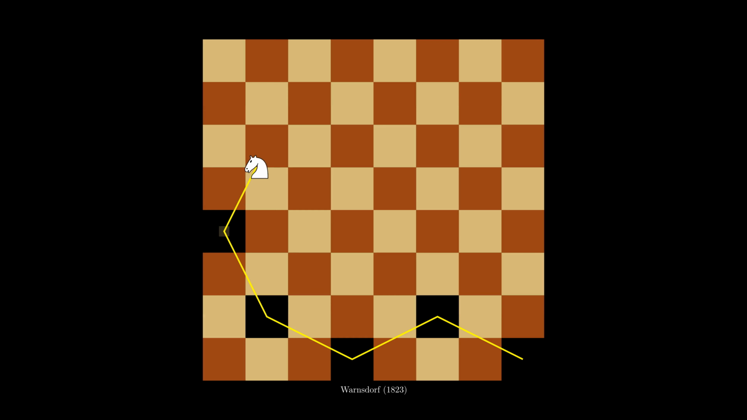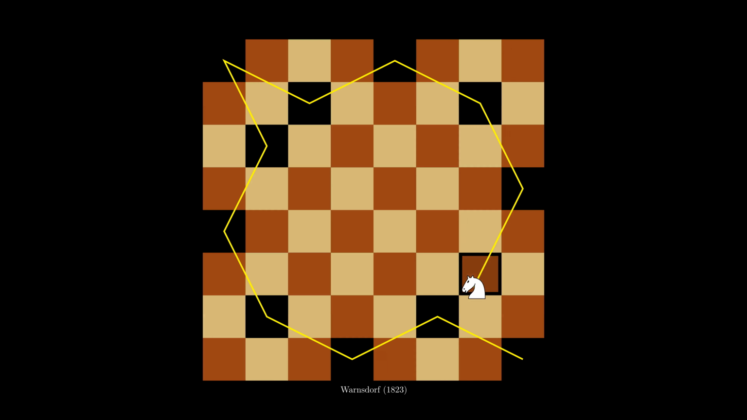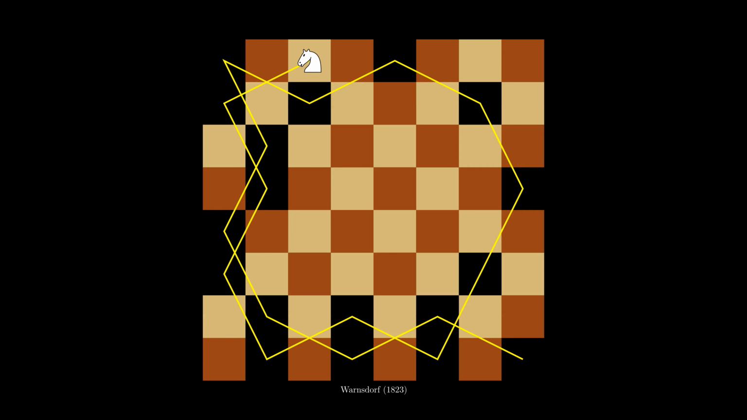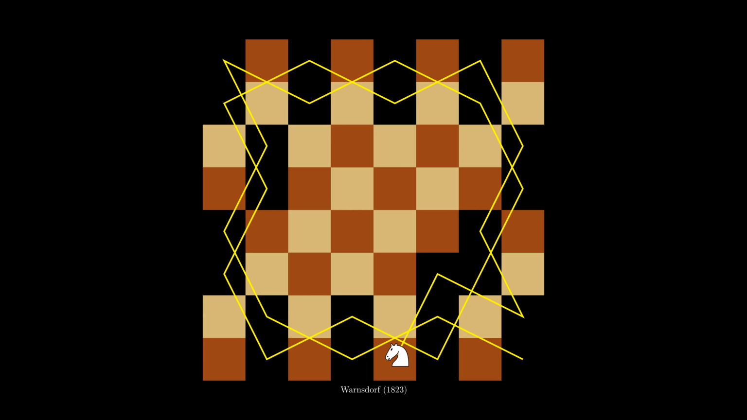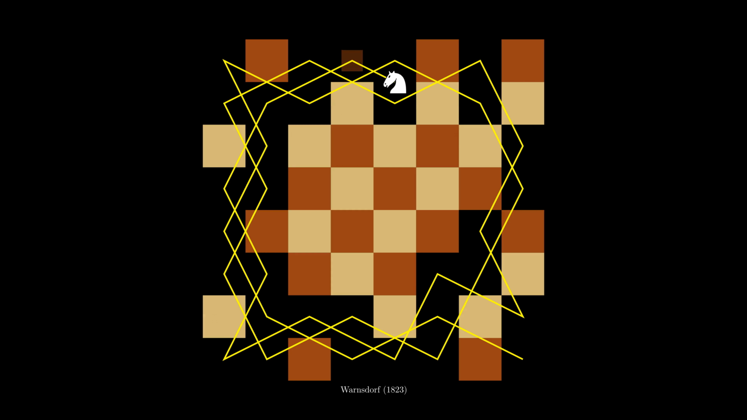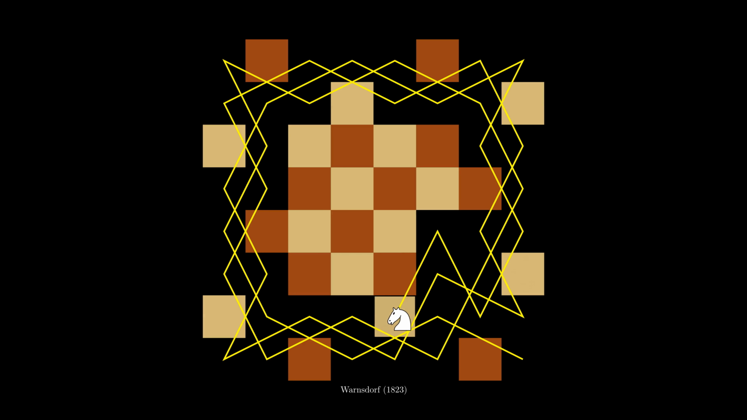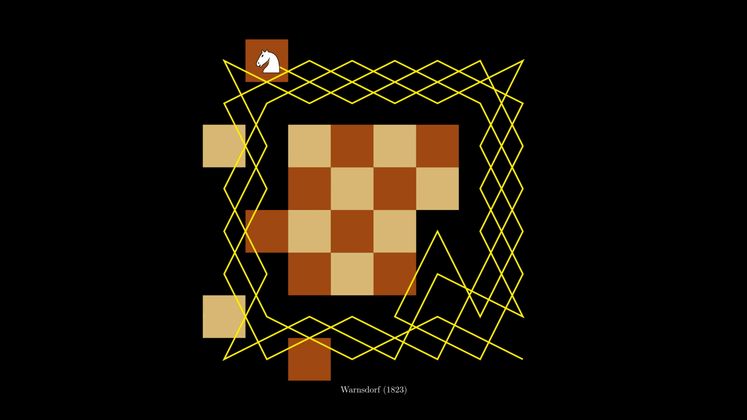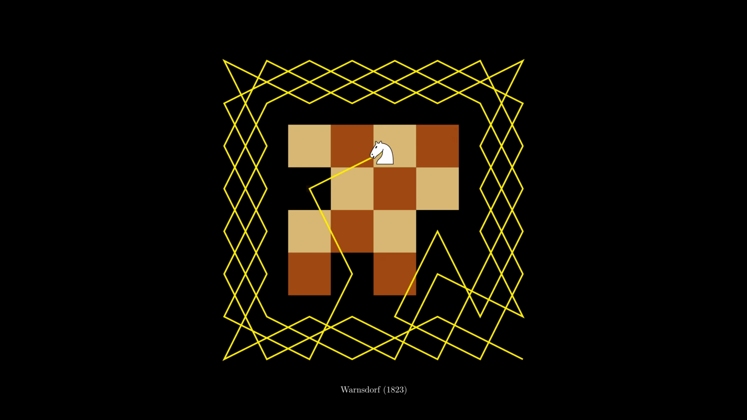An excellent algorithm for constructing knight's tours was later published by the chess enthusiast Warnsdorff. The idea is simple: at every move choose the square from which the knight will have the fewest possible onward moves. Roughly speaking, it's advantageous to traverse the edges of the board first, and only then move toward the center.